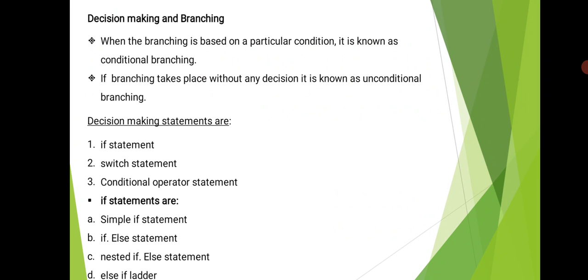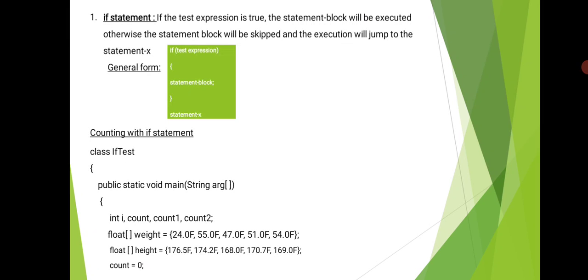So the first one is the if statement. The if statement is again written in four types: simple if statement, if else statement, nested if else statement and else if ladder statement. The first one is the simple if statement. If the test expression is true, the statement block will be executed, otherwise the statement block will be skipped and execution will jump to the statement X.